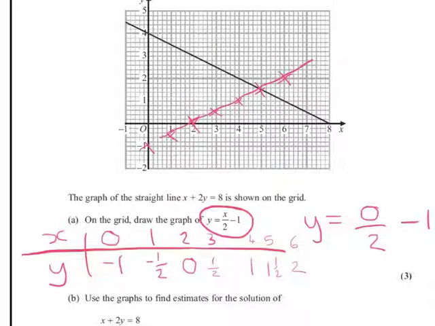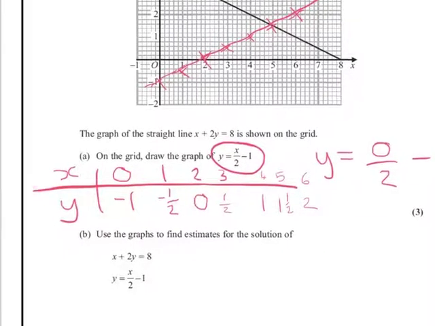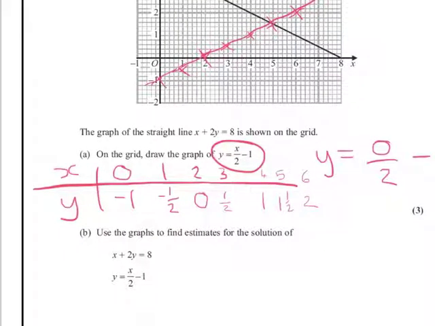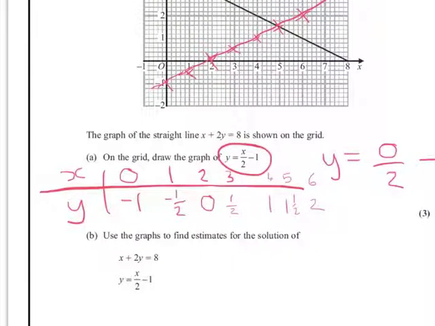Okay, again, due to the technology I'm using, that's not so easy to do, but there's a straight line that's approximately going through those points. Now, the next thing the question is asking us to do is find the estimate for the solutions of x plus 2y equals 8 and y equals x over 2 minus 1. Now what this means is, where are those two answers the same? It's effectively solving the equations simultaneously using the graph.